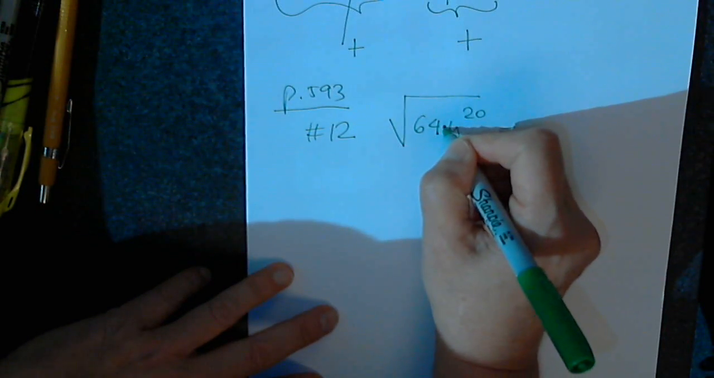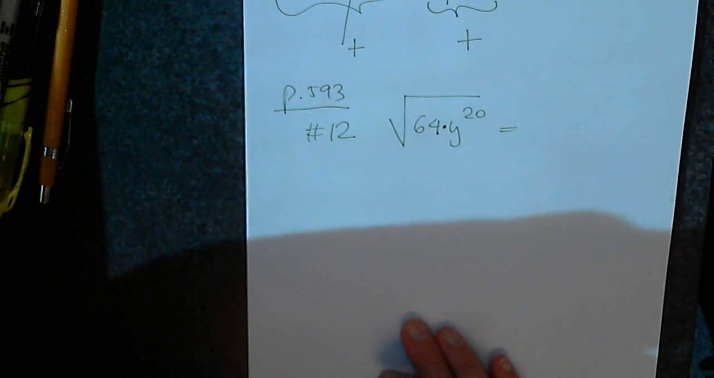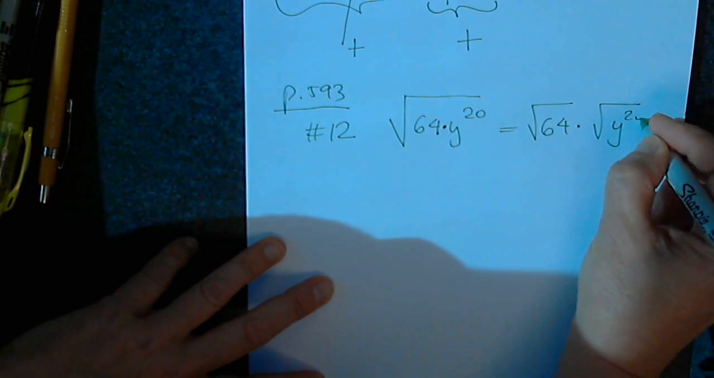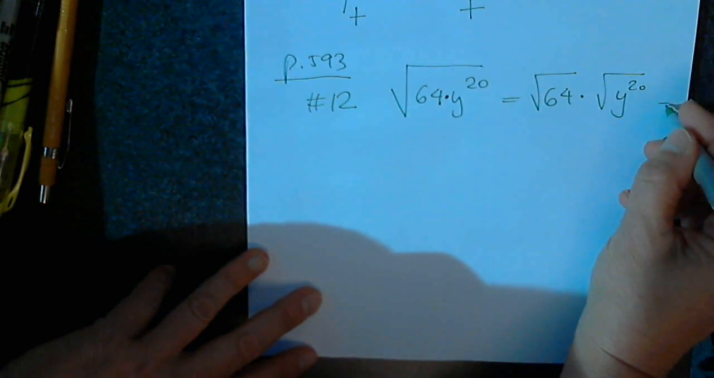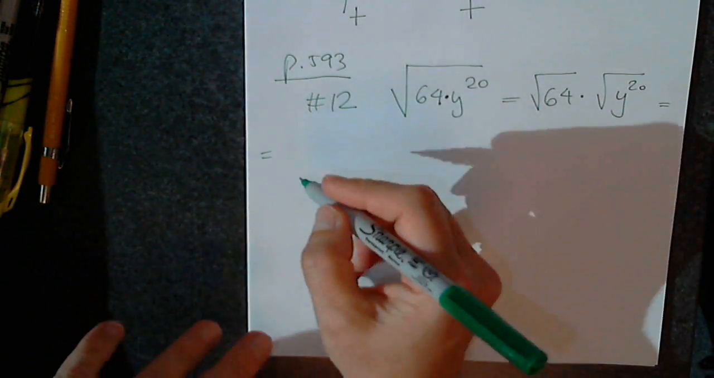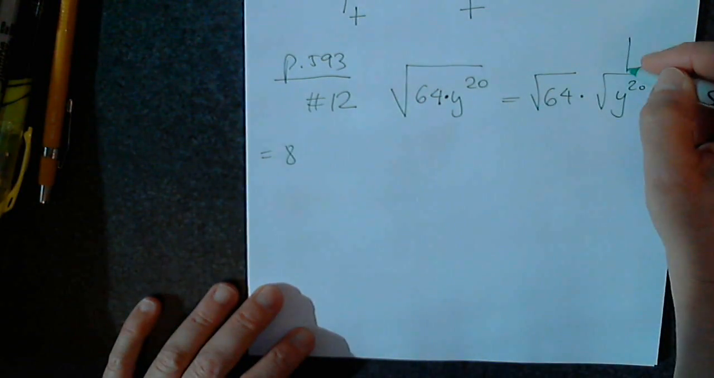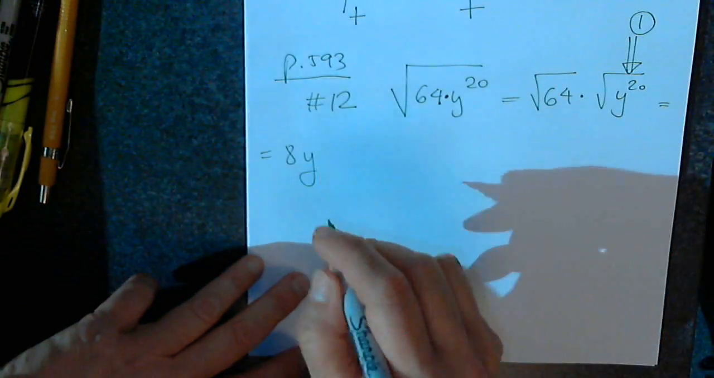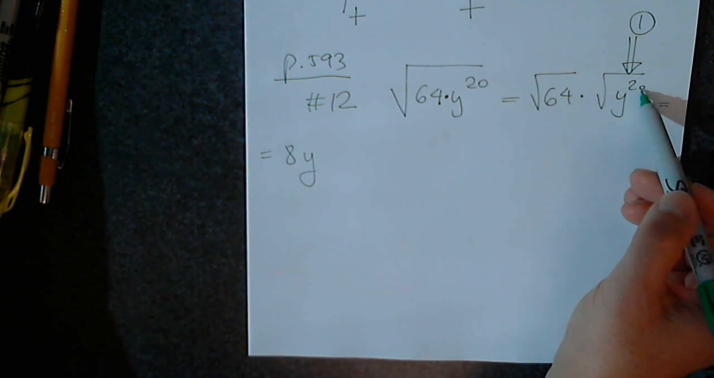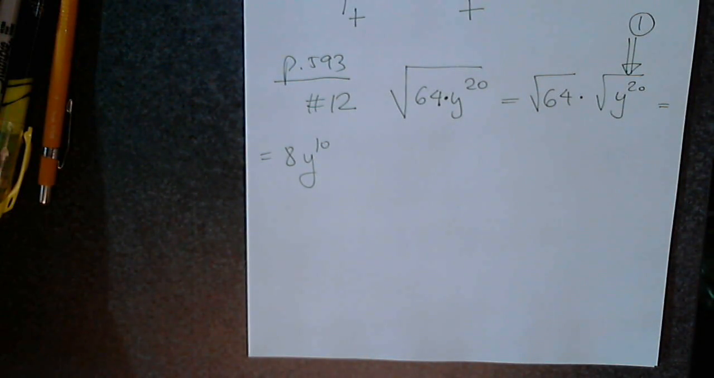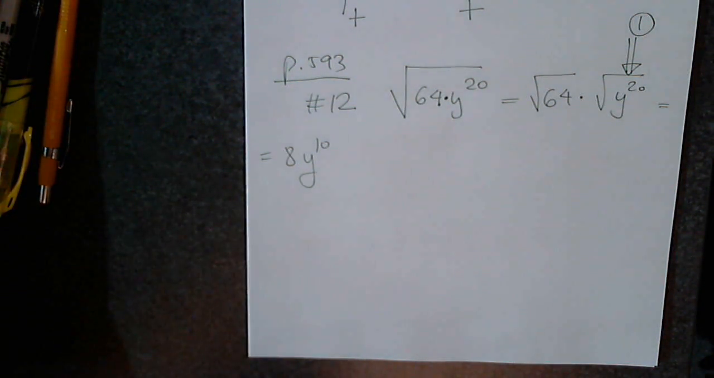I'm allowed to, since this is a product and I have rule number 2, write the square root of 64 times the square root of y to the 20th. Then I know that the square root of 64 is what number I squared to get 64? 8. Now I have rule number 1 for this. Y raised to which power? 20 over 2. And this is the simplified form of this radical.